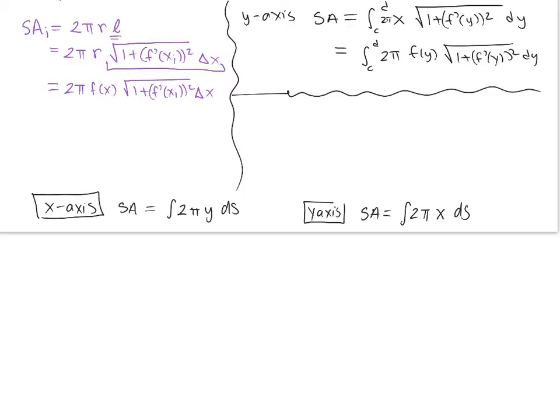And then, let me finish first, okay? Because then you think about it: the reason it's y for the x-axis is y is how far away it is, your radius, right? And for the y-axis, x is the radius. The question is, what the heck is this ds thing that they're talking about, right?